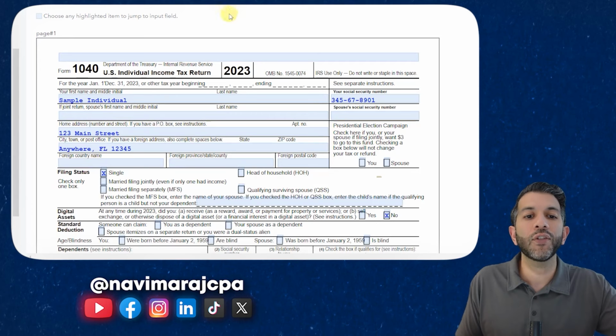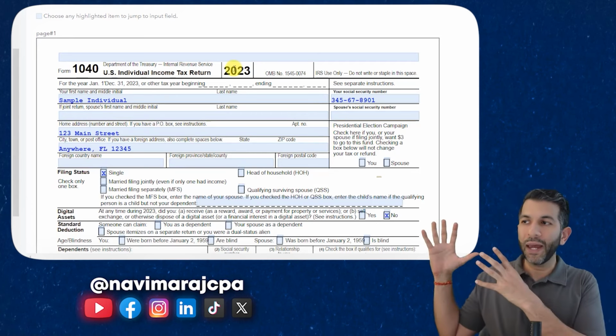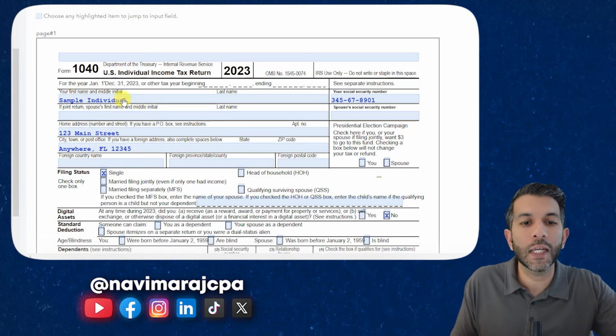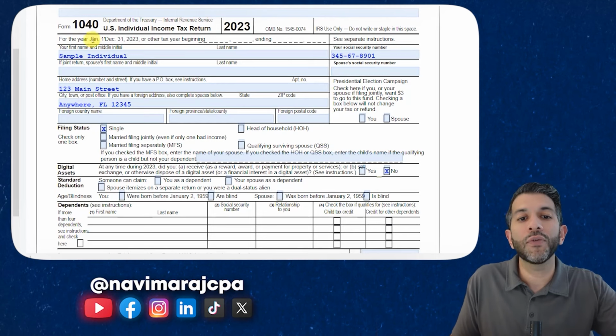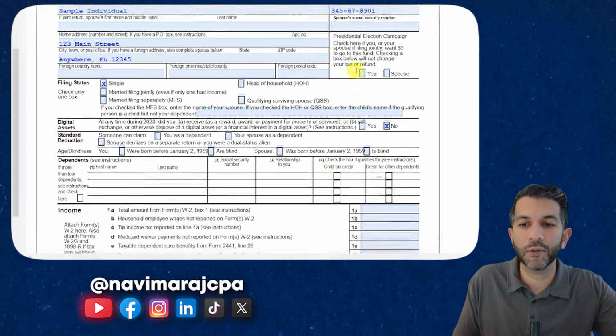So what do we have to do? We have to bring that information in, right? That information is passing through the partnership tax return and going into Mr. Sample Individual here, okay? So this is the individual tax return for that partner, partner one. We just made this information up, right? Sample Individual, a made up address, a made up social security number.